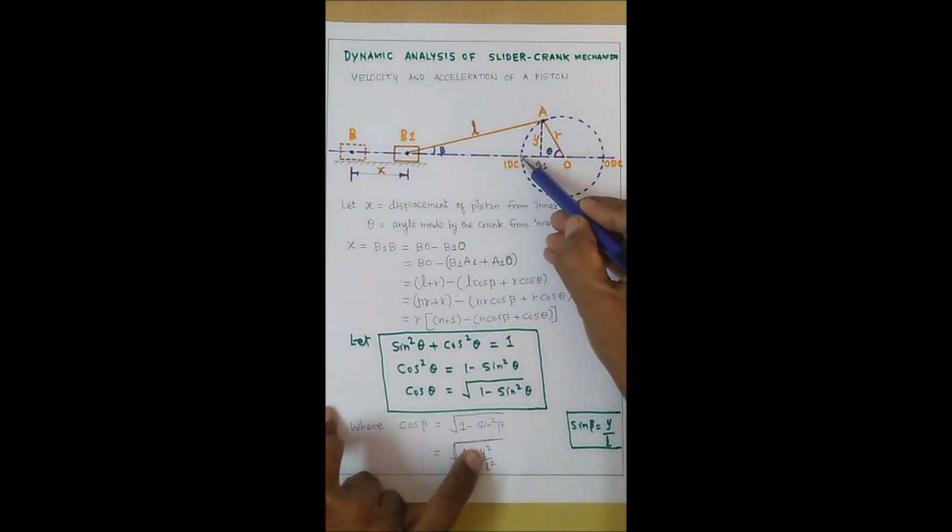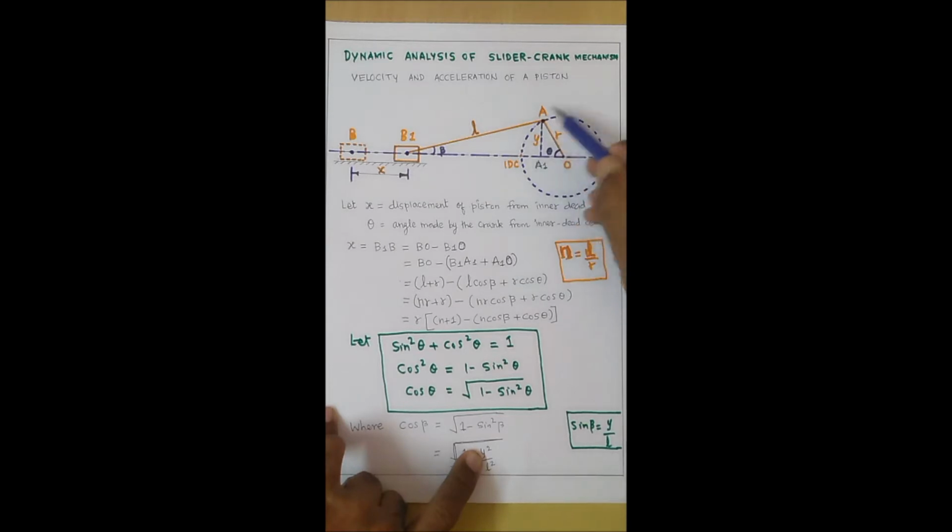This point is IDC. IDC means inner dead center. ODC means outer dead center. So this is point A1. The dotted line is Y. By using the trigonometrical relations, we have drawn this vertical line. This is Y.